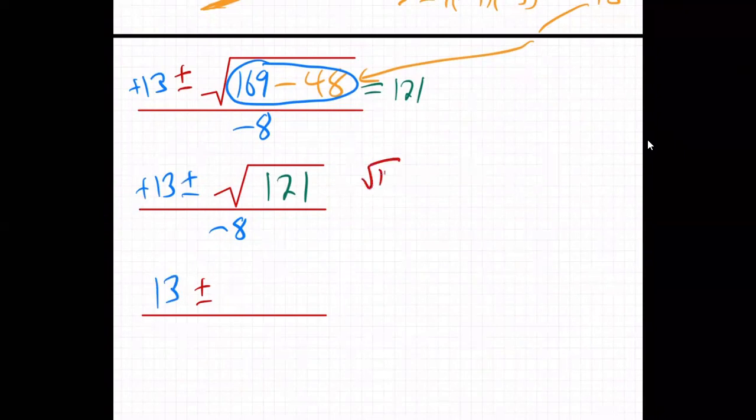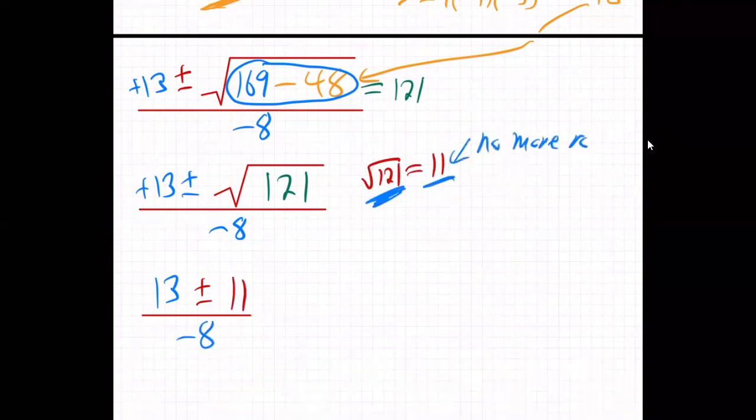The square root of 121, your calculator will tell you that's 11. That's a rootable number. That's just 11. And there's no more root. Remember, when you can root a number, the root does his job, and he vanishes. So there's no more root because he did his job. You can square root 121 in your calculator. It'll tell you 11. 11 times 11 is 121. Okay, we good to there? So the root is gone.